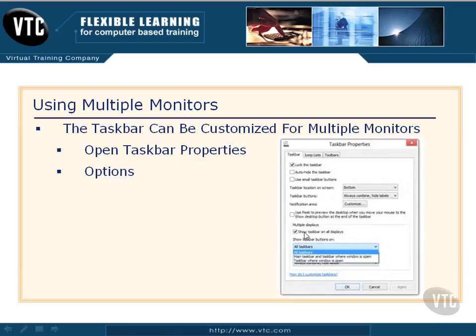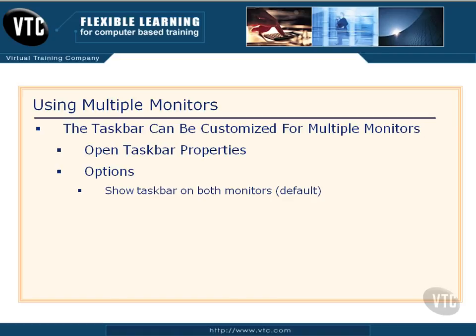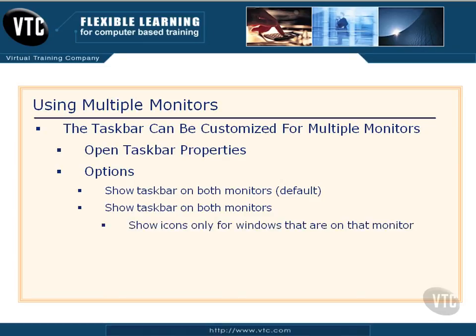Notice this top one. I can show the taskbar on all displays. That means every display from my multiple monitors will each have a taskbar at the bottom. Some of the options that I can set here is to show the taskbar on both monitors. That's the default. It'll be there if you don't go change it. I can show the taskbar on both monitors, but only show icons for the windows that are on that monitor. That's really cool, because I can have just the icons on each monitor's taskbar of the applications that I currently have positioned on that monitor.